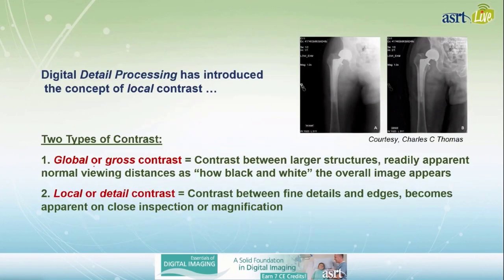There, in fact, are two types of contrast, what we might call global or gross contrast, which is the contrast we're usually describing between larger structures. It's readily apparent at normal viewing distances, and we might describe that as how black and white the overall image appears. But local or detail contrast is the contrast specifically between fine details and edges, and it's only apparent on close inspection or on magnification.